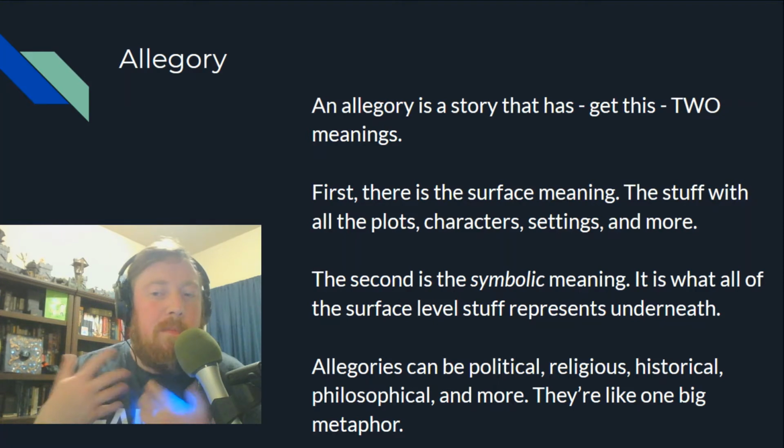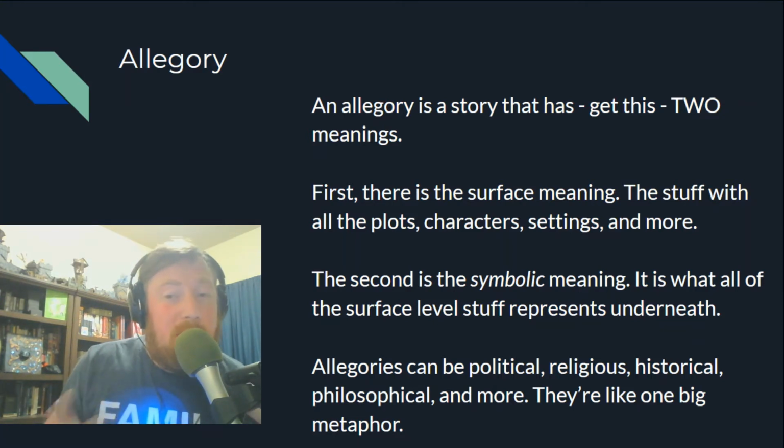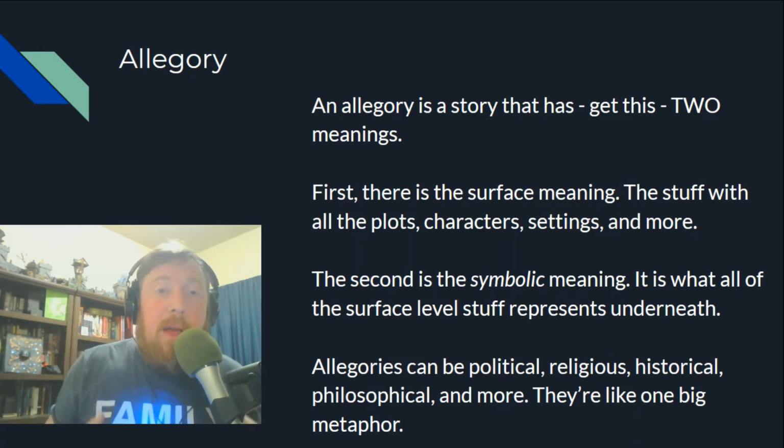But allegories are used by authors to give you a second meaning. That is a symbolic meaning. So all that stuff that's on the surface, characters and plots and whatnot, all of those things actually represent something that is underneath. Allegories can be political, religious, historical or philosophical, and they can be a lot more. They're like one big extended metaphor.